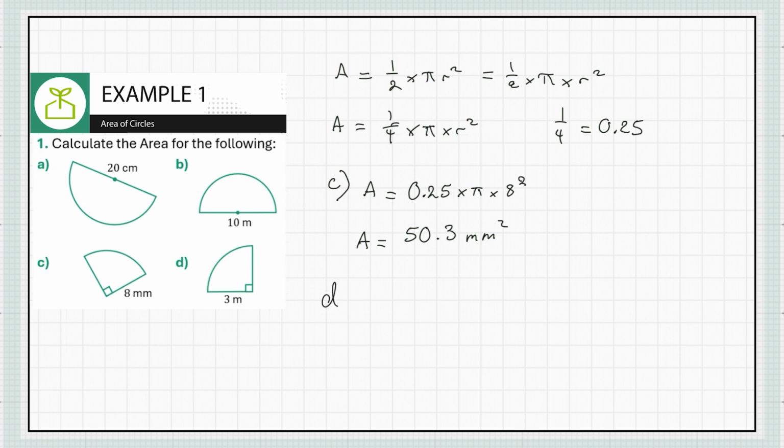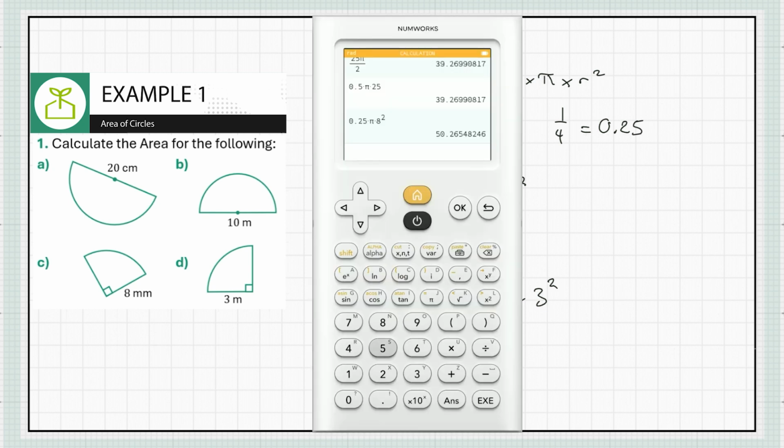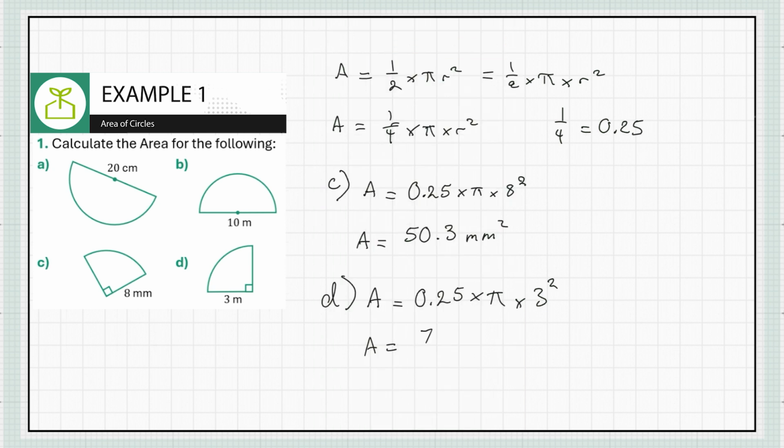Alright, next up we have D. So our area is going to be equal to 0.25 because it's a quadrant, multiplied by pi, multiplied by our radius, which is 3 squared. So our area is going to be equal to 0.25 times pi times 3 squared. Hit execute. You get 7.06. Round that to one decimal place is 7.1. And this is in meters squared.